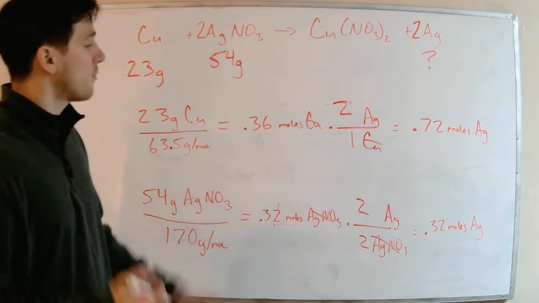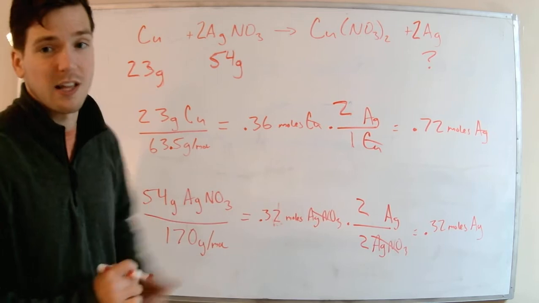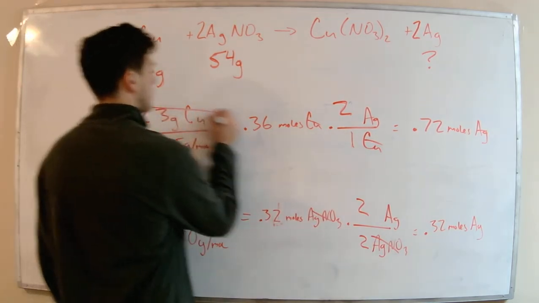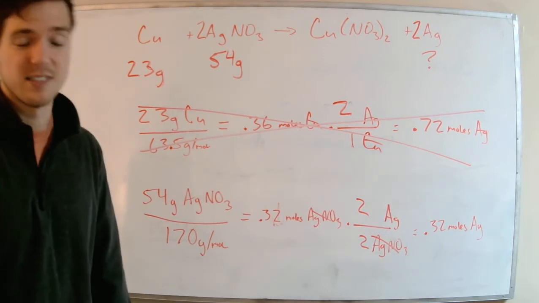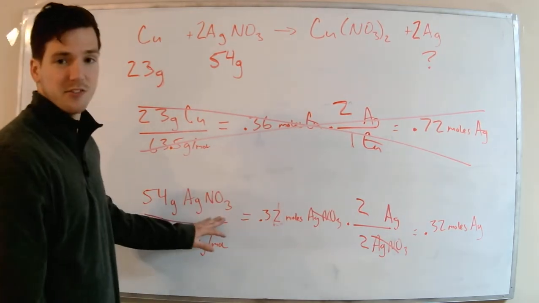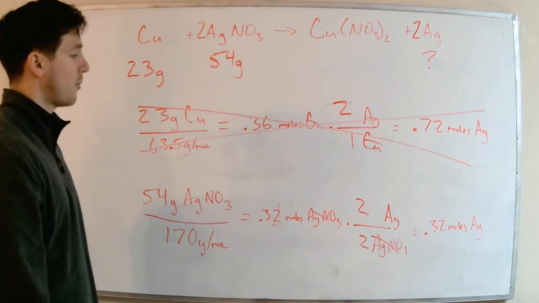So we are looking at this. Obviously, this one's the smaller one. 0.32 is a lot smaller than 0.72. So we cross this one out. And I might ask you, what was our limiting reactant? You'd say silver nitrate, right? That's where that 0.32 came from. So 0.32 moles of Ag.